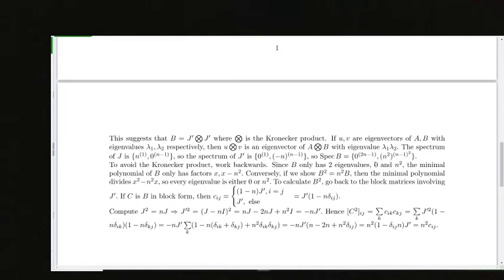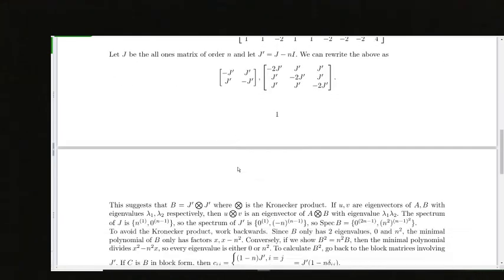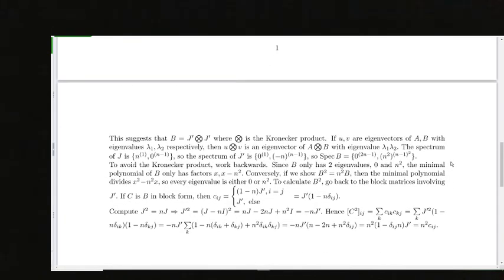Suppose we suspect the eigenvalues are just 0 and n squared. Maybe we just took this case, n equals 2, and we found it was 0 and 4. And it's like, well, that's good enough for me. Then the minimal polynomial will only have factors x and x minus n squared. If B is diagonalizable, then the minimal polynomial will be exactly x times x minus n squared. So we'll have B squared is equal to n squared B by the Cayley-Hamilton theorem.